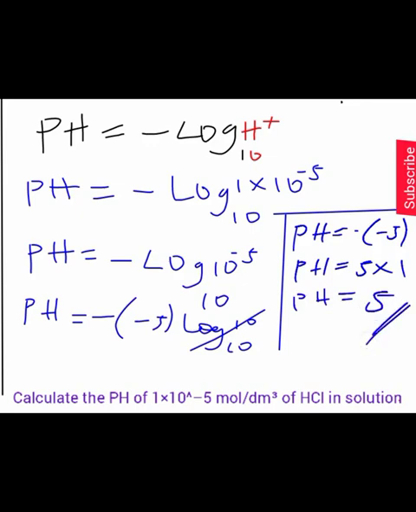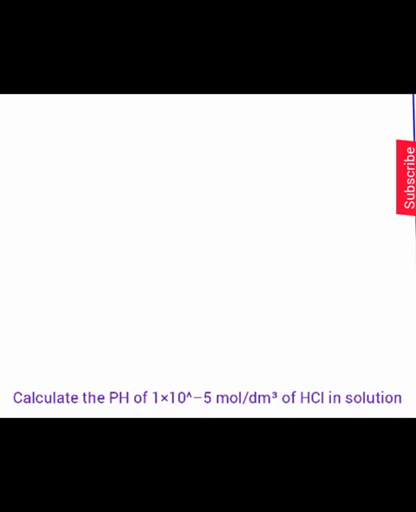Then when we say that our pH is 5, what do we mean? A pH of 5 means acidity. That is, the solution is acidic. Remember that we said that from 6 downwards means acidity, and from 8 upwards means alkalinity. So this number here is less than 7, and also less than 6. So it means that the solution is acidic.